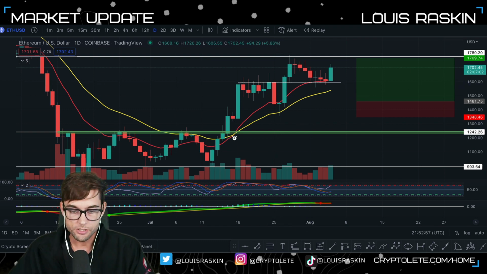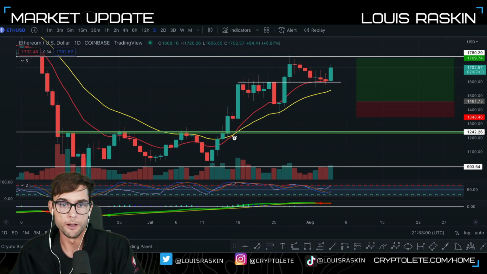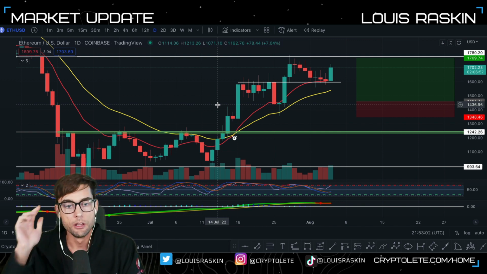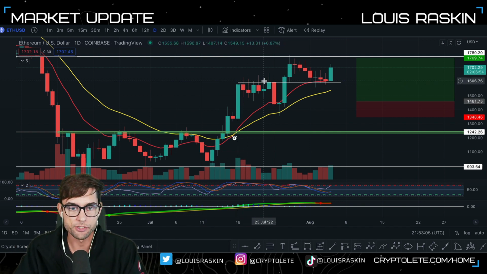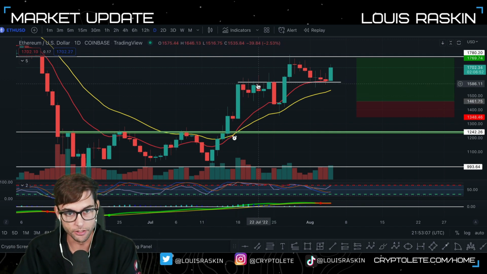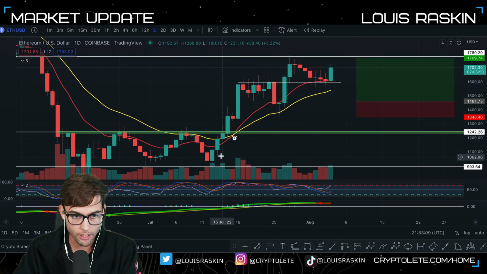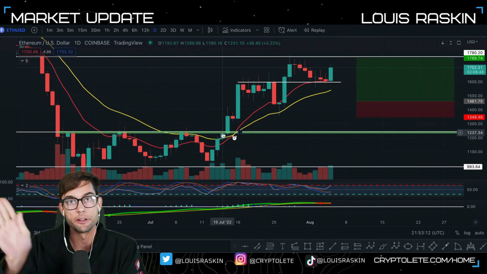Tricked everyone. Sorry, I got distracted there. I got a phone call, but what I was saying was that on the daily, there was a lot of resistance right here. So this is a major resistance level. And we broke out of this huge consolidation, which means that we are in an uptrend.